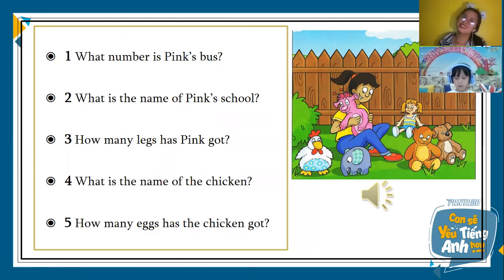Where does he live? In a bus. Which number? It's a number 12 bus. 12. Right. Two. Does he go to school? Yes, he does. It's a school for monsters. What's its name? Robot School. Is that R-O-B-O-T? Yes.